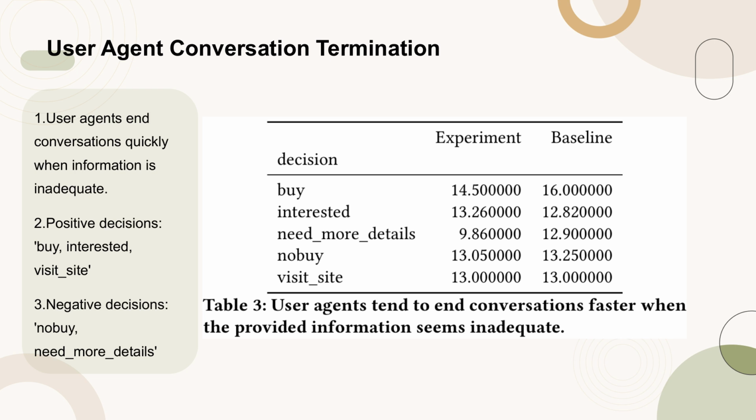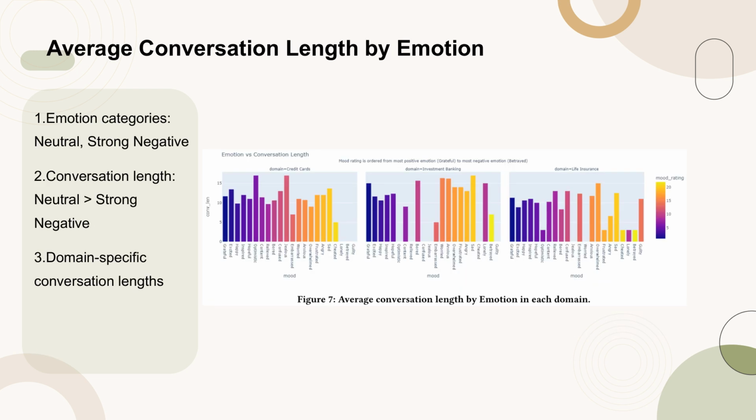Figure 7 illustrates the average length of conversations categorized by emotion within different domains. It highlights that conversations are longer when neutral emotion is used compared to stronger negative emotions. This observation is consistent across various domains, indicating a pattern in conversation dynamics influenced by emotional context.